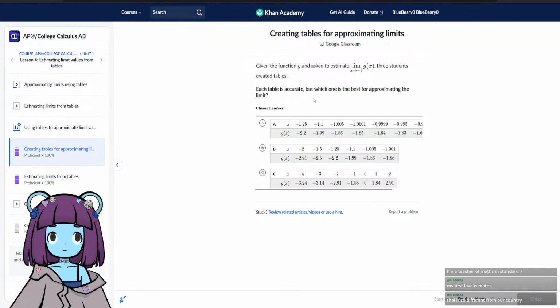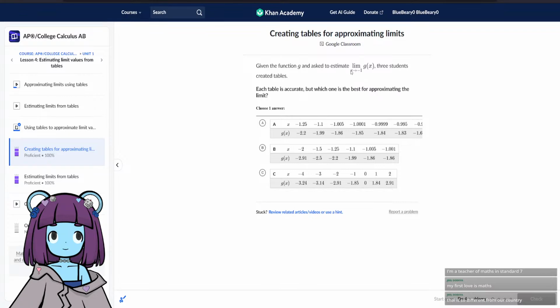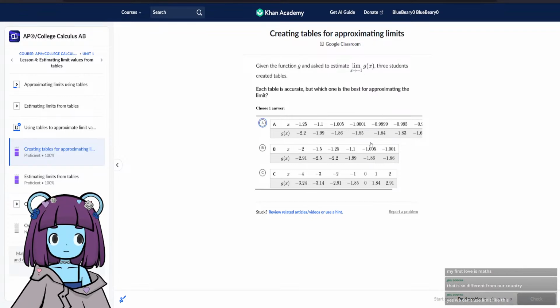Each table is accurate, but which one is best for approximating the limit? So you find one that has -1. Oh, you don't use limits like this. Interesting.